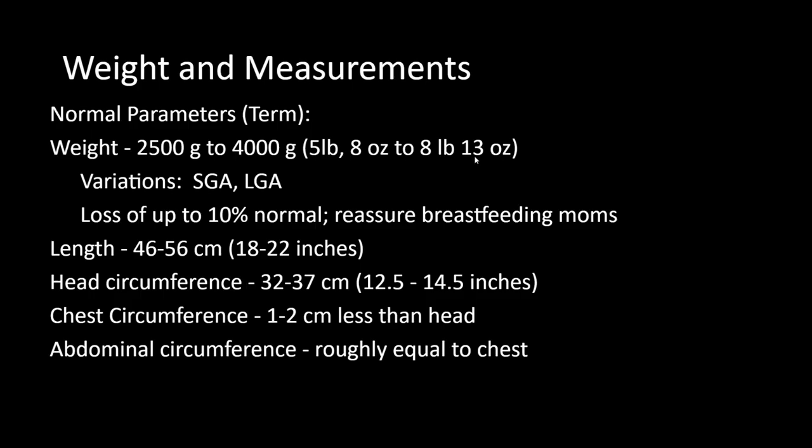Some babies are bigger than others. Some families grow them big, some families grow them small. Not a cause for concern as long as they're in this range that's normal for a term baby. Preterm babies should be plotted on their own graph because their norms will be different. Things that you might want to remember is that it's normal for babies to lose up to 10% of their birth weight. You want the birth weight to be as accurate as possible.